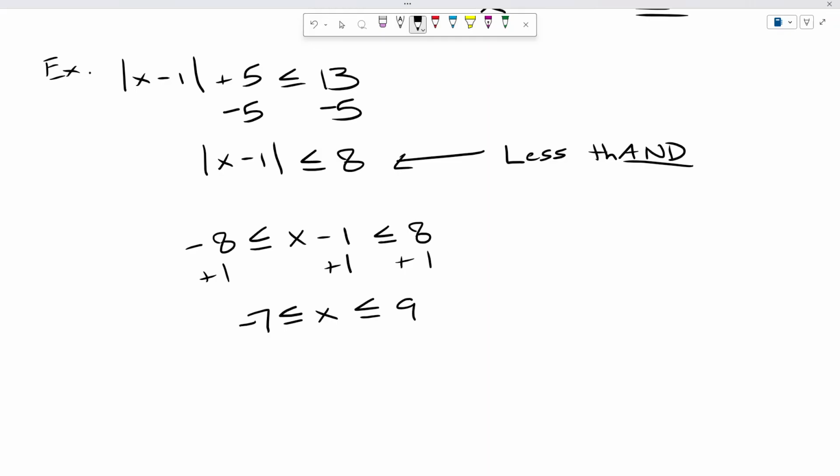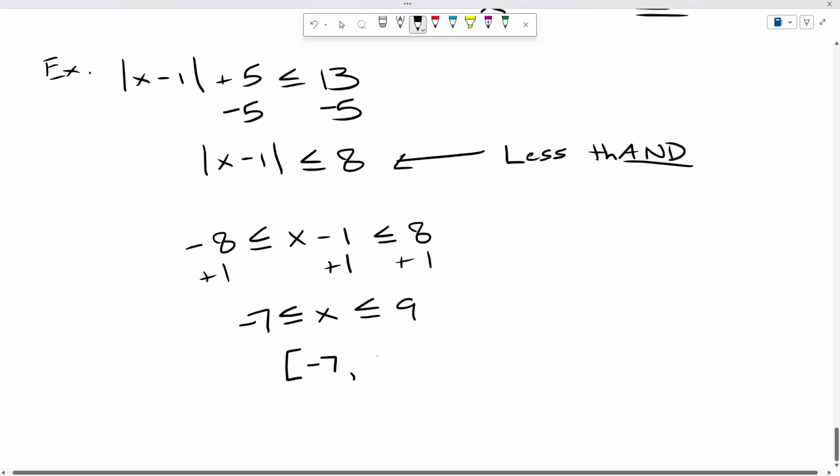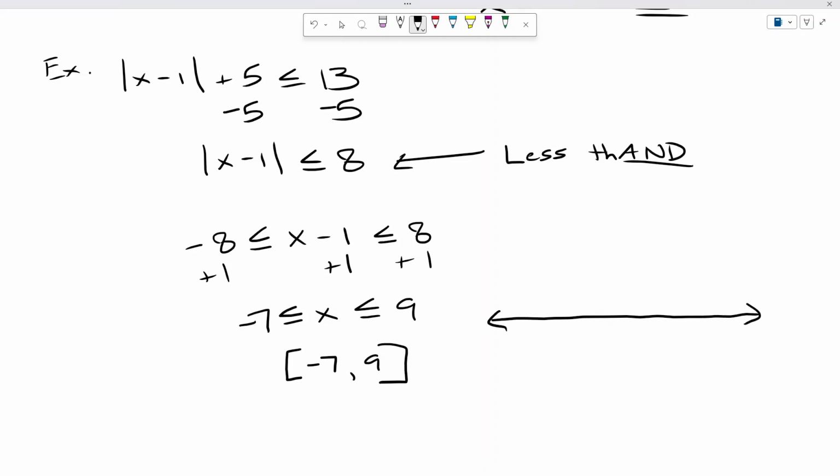All right, so we have bracket -7 comma 9 in our solution set. If we draw that out, we have from -7 to 9, and everything gets the closed circle because -7 is included and 9 is included, and then everything in between is in our solution set. So we're saying x has to be less than or equal to 9 and greater than or equal to -7.